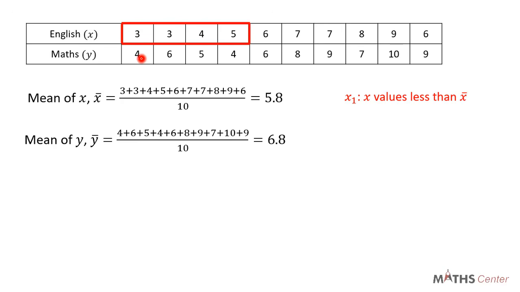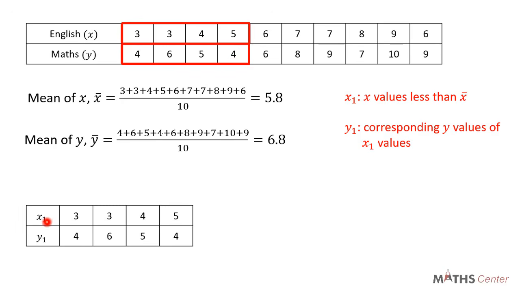Their corresponding y values give us the y1 values. The y value of 3 here is 4. The y value of 3 here is 6. The y value of 4 here is 5. And the y value of 5 here is 4. So 4, 6, 5, 4 are the y1 values. So our x1, y1 table will be 3, 3, 4, 5, 4, 6, 5, 4.